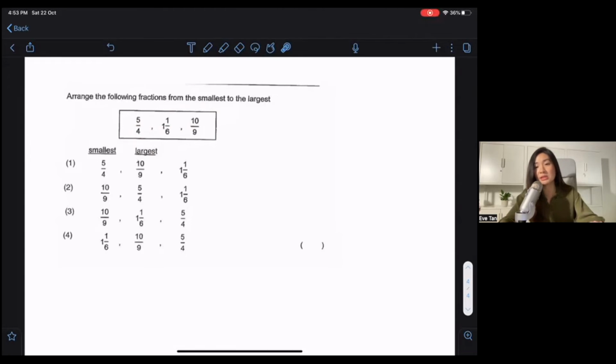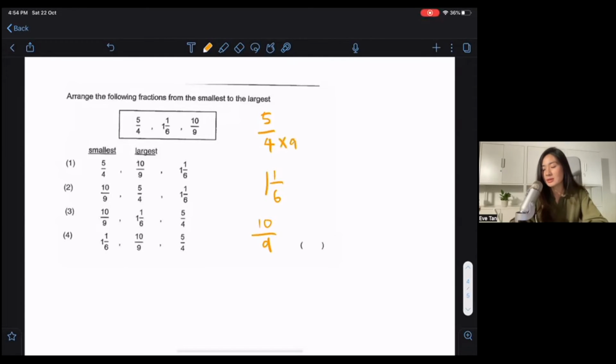It's actually just 36, correct? 36 can be divided by 4, 6, and 9. So what I'm going to do now is to make 36 the common denominator. One by one, I'm going to change them into the same denominator.